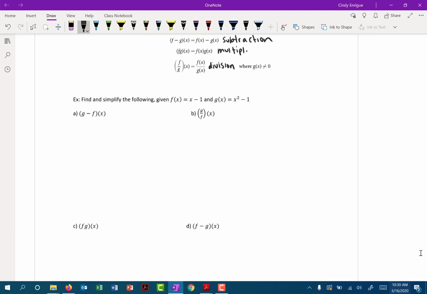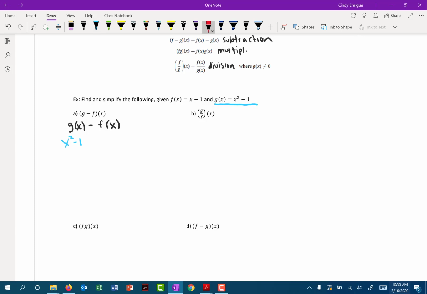So I know I'm going to be subtracting the function, and whatever comes first is going to be written first. So this is really saying that g of x should be subtracted. So g of x minus f of x. So my g function is over here. That's x squared minus 1. So I'm going to have an x squared minus 1.